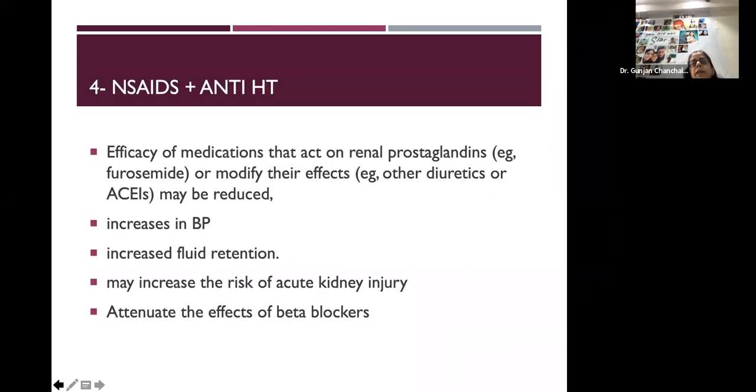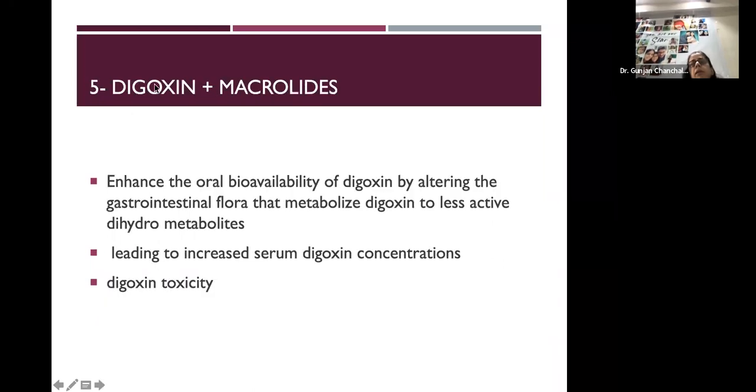Okay, so when you combine NSAIDs with most of the antihypertensives, what we notice is there is an increase in blood pressure, there is more fluid retention, and the chances of acute kidney injury increase. Okay, next is combining digoxin with macrolides.